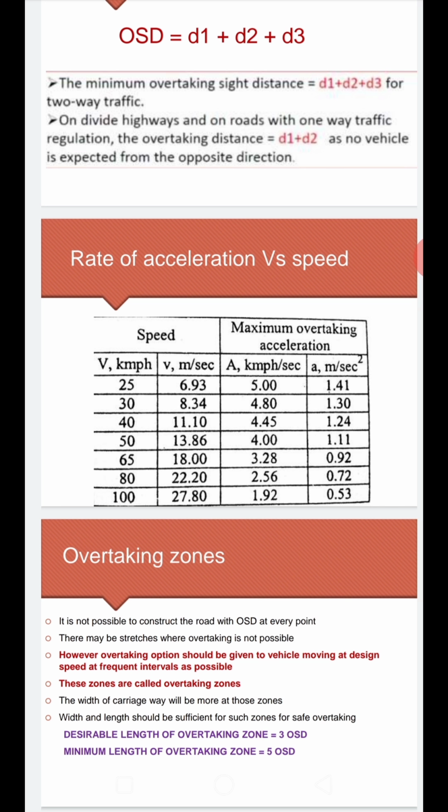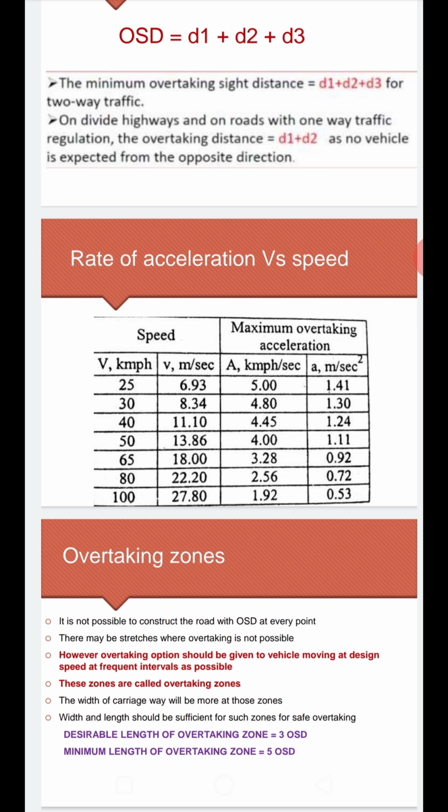So the total OSD is d1 plus d2 plus d3 if it is two-way, two-lane traffic. If it is one-way, then d1 plus d2, as we are not considering the opposite coming vehicle. These are the various speeds in kmph and meters per second, and similarly acceleration in kilometers per hour per second and meters per second squared.